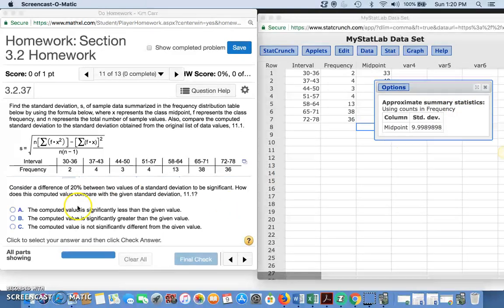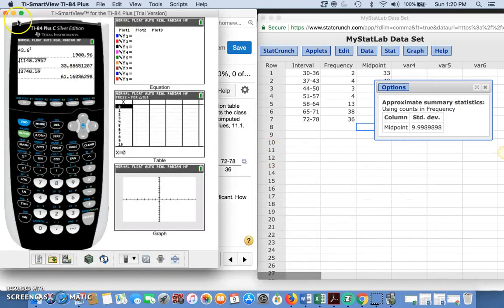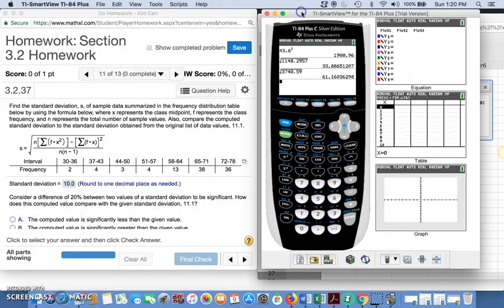Now, it wants you to find, it says consider a difference of 20% between the two values of the standard deviation to be significant. How does the computed value that you just found compare with the standard deviation 11.1? So with a calculator of some description, I'm mainly just doing this so you can see the input after I put it in.